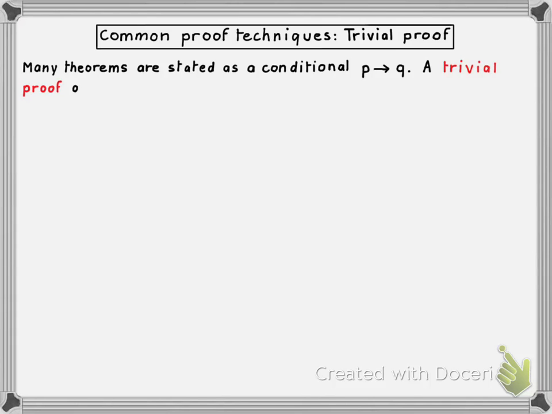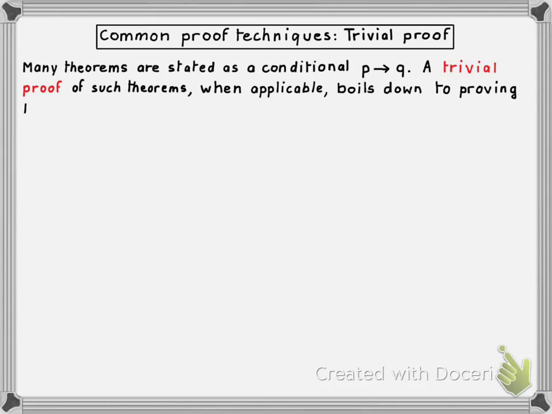So a trivial proof of a conditional P implies Q basically boils down to proving that Q is always true. Now that's not always applicable, but whenever Q is always true, that's the easiest way to prove that the conditional P implies Q is true.